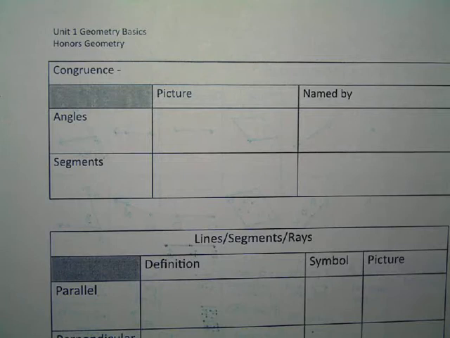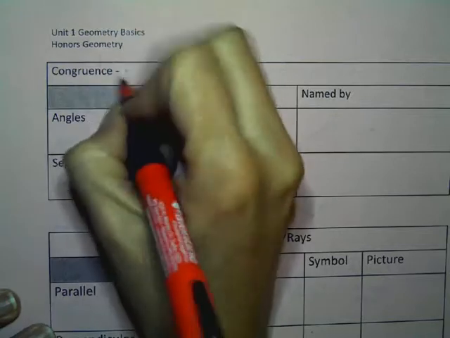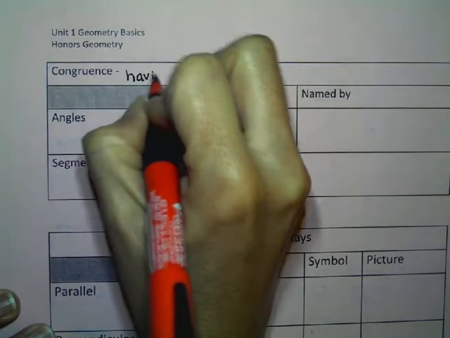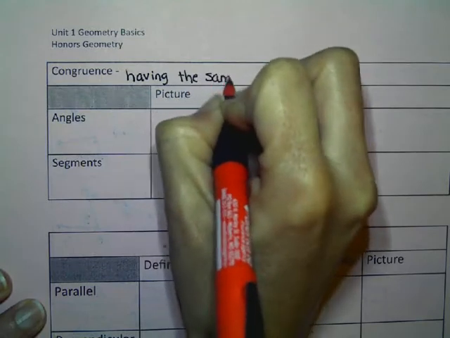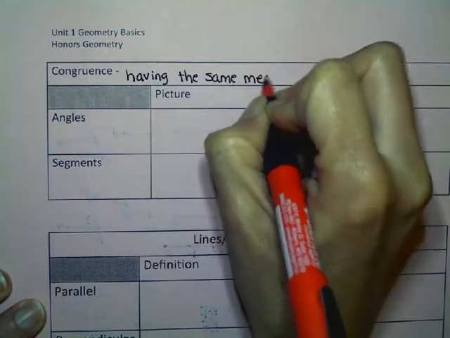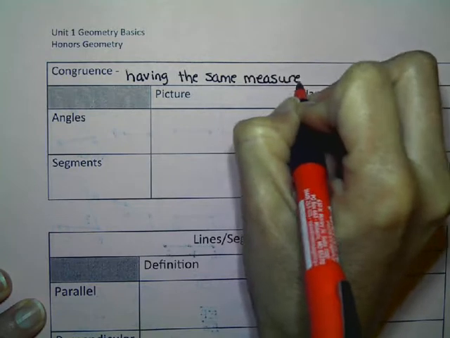We're doing our Day 1 notes. The first word on here is congruence. Congruence, hopefully you know what that means. It means having the same measure, or measurement, I guess you could say.